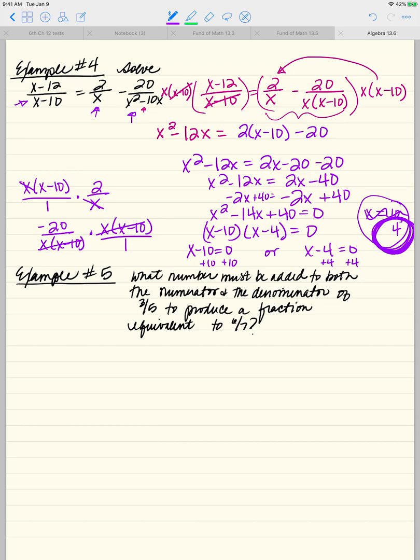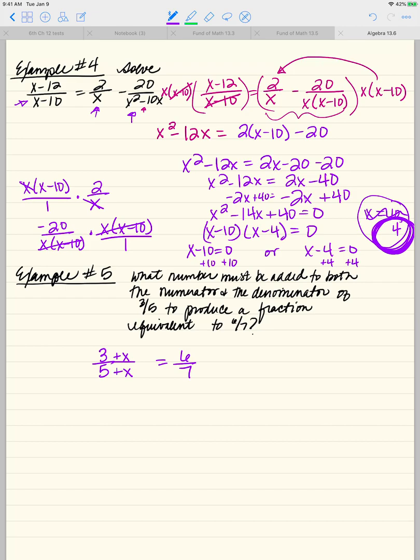Last problem. What number must be added to both the numerator and the denominator of 3 over 5 to produce a fraction that is equivalent to 6 over 7? What that means, here we have 3 over 5. We want it equal to 6 over 7, and we want to add a number to both the numerator and the denominator. Okay, so we want to say 3 plus x over 5 plus x is equal to 6 over 7. We need to solve for that x, okay?